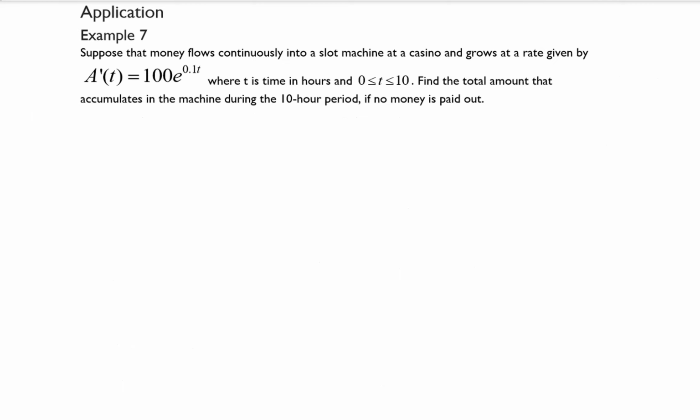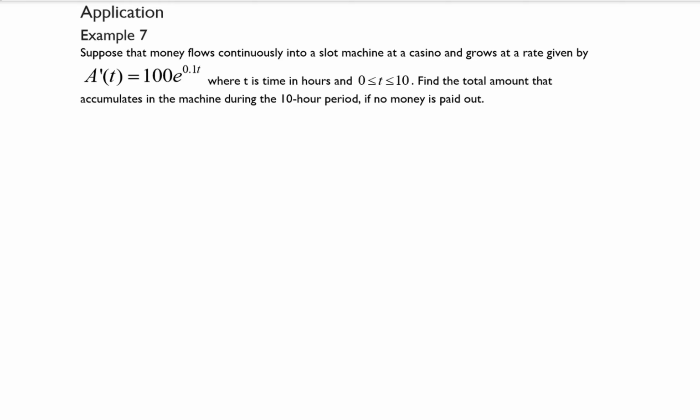Example 7 says, suppose that money flows continuously into a slot machine at a casino and grows at a rate given by A prime of t equals 100 times e to the power of 0.1 t, where t is time in hours and t ranges between 0 and 10. Find the total amount that accumulates in the machine during the 10-hour period if no money is paid out.